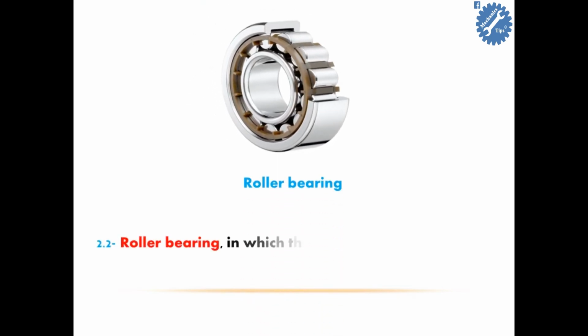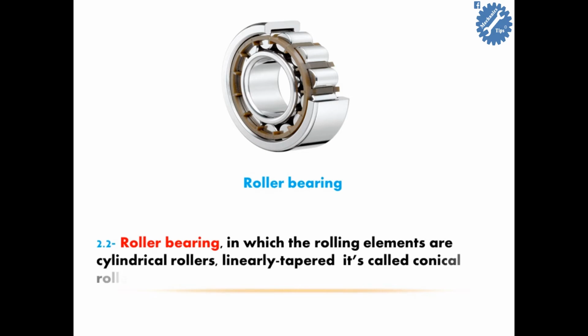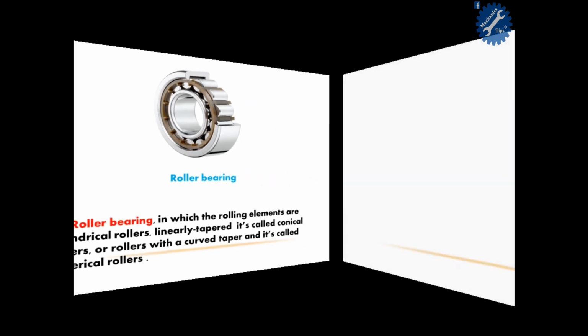or roller bearing, in which the rolling elements are cylindrical rollers, linearly tapered, it's called conical rollers, or rollers with a curved taper, and it's called spherical rollers.